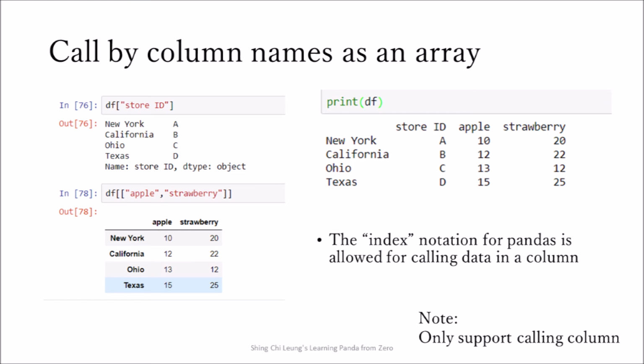In the first example, using the key store ID, Pandas will return you a series containing all data along that column. Similarly, if you pass a list like what we have done for the last 2 methods, Pandas will collect these columns and form another data frame for you. However, this method does not support colon notation.